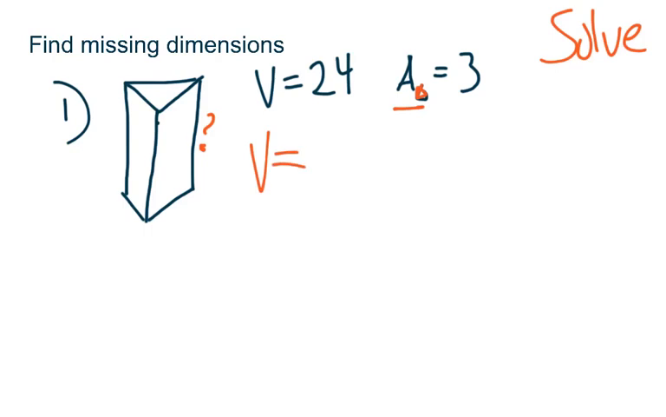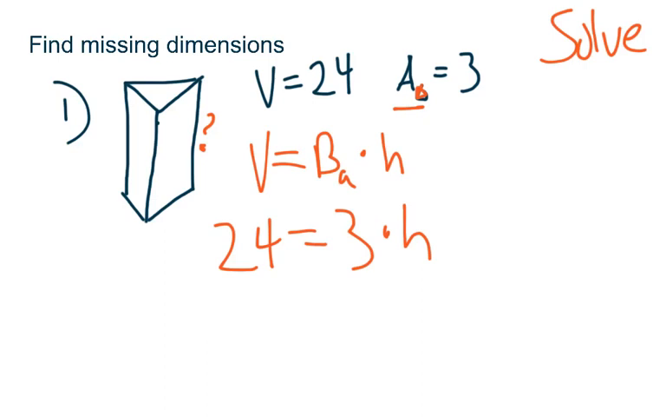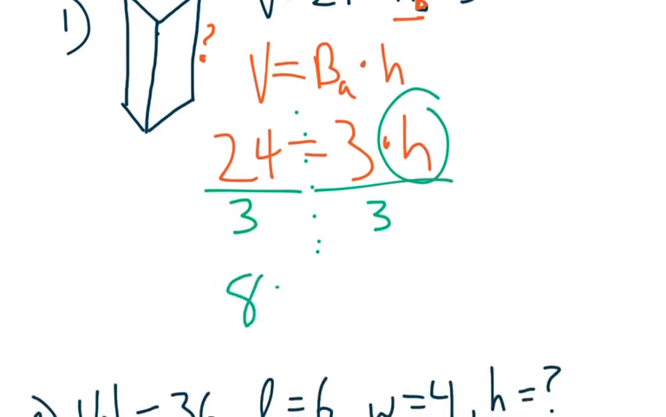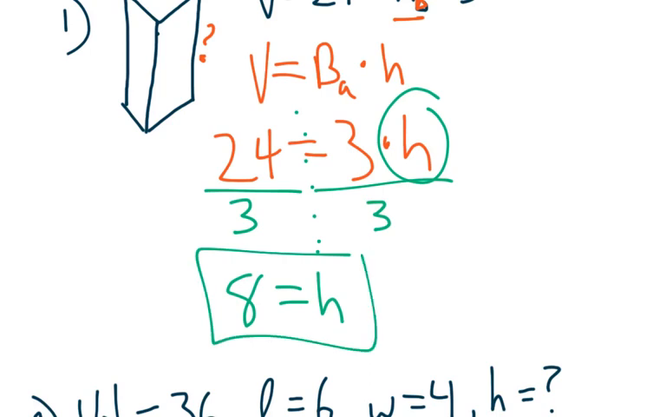So remember, volume is equal to base area times height. And so what I'll do is I'll take 24 is equal to 3 times my unknown, which is h, and now I have an equation in which I need to solve. So if I want to get h all by itself, I'll divide by 3. I have a mirror line going on, so I should probably divide the other side by 3 as well. And as a result, I have 8 is equal to h. My height is equal to 8. And this will be regular old units.